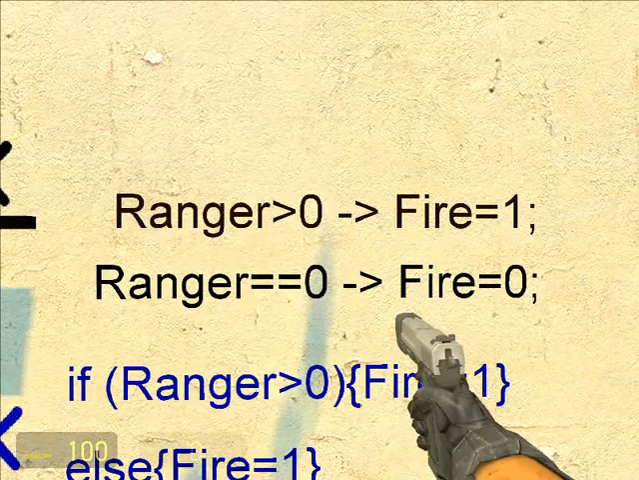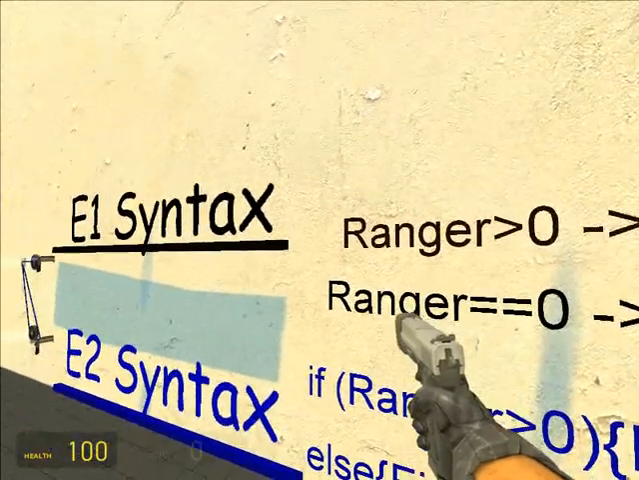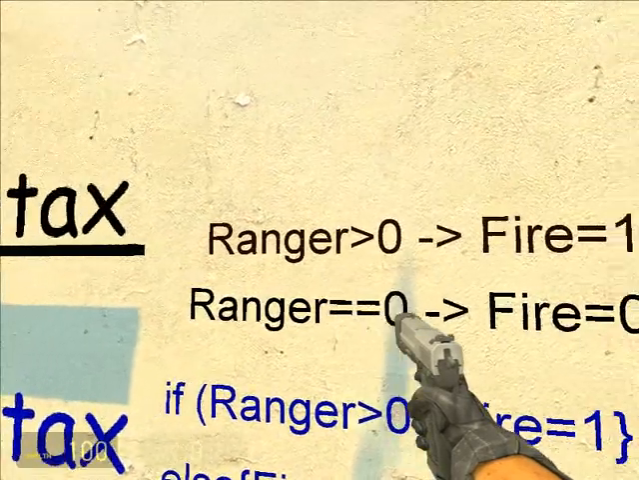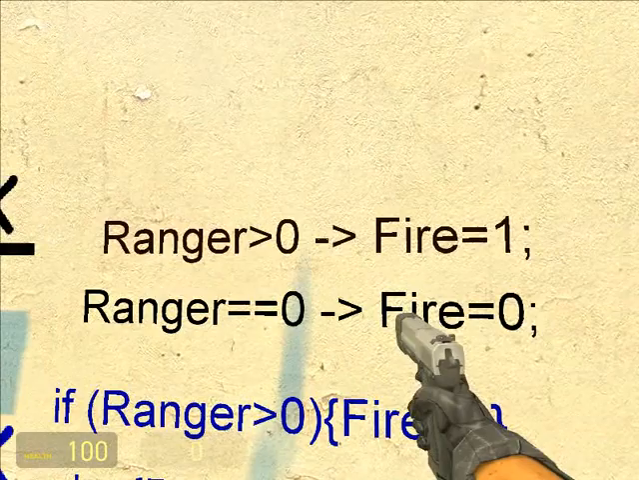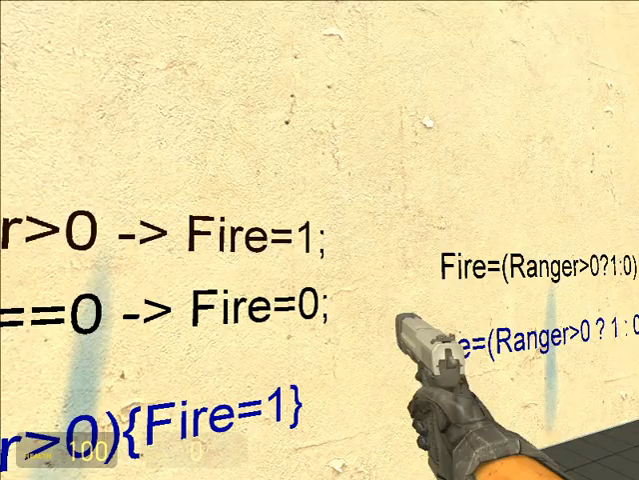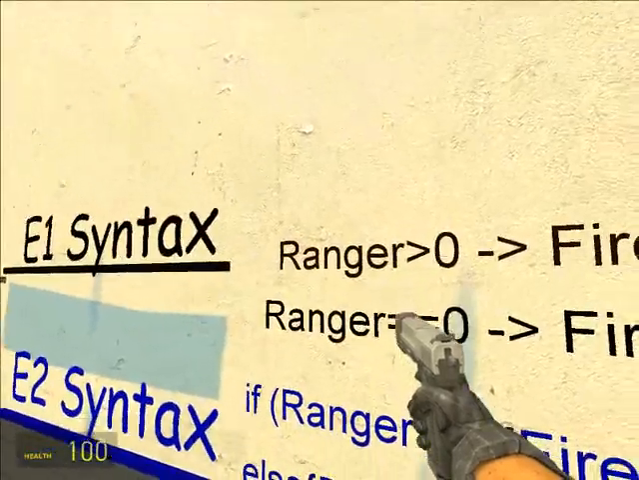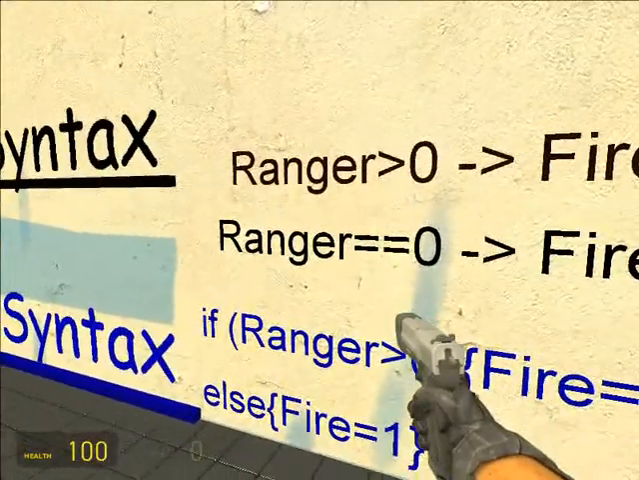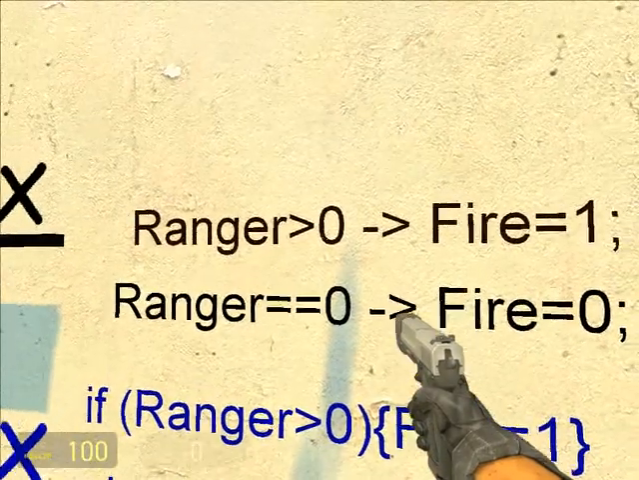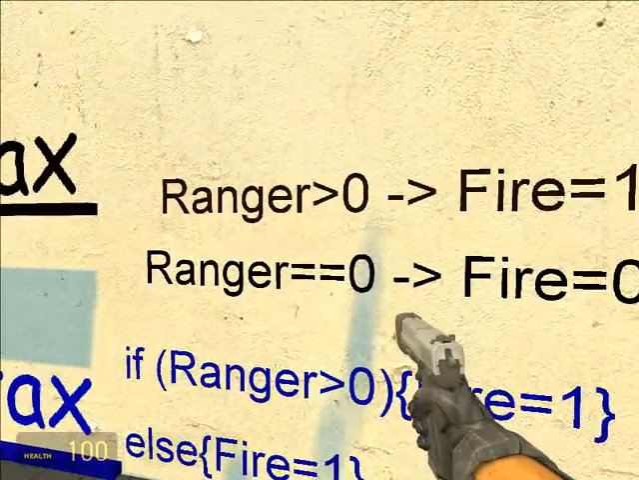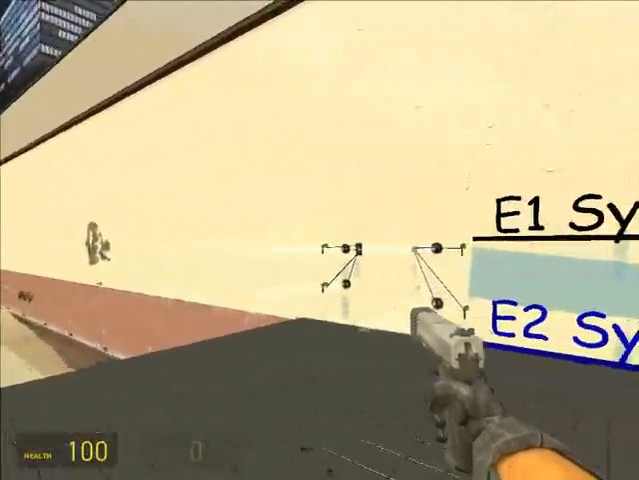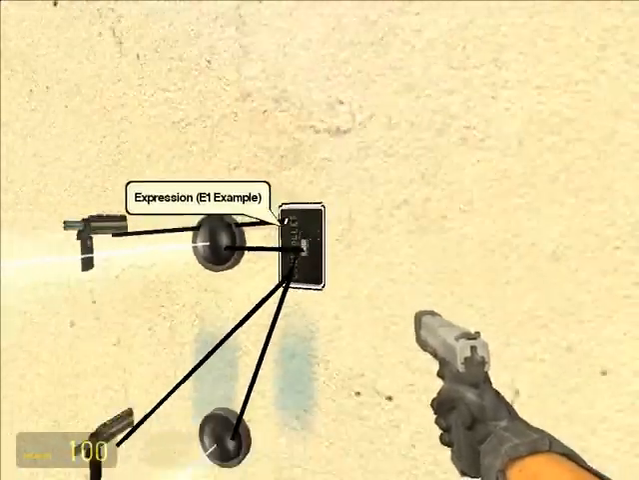Old expression. You didn't have to write the word if, it just was assumed for every line. And it would put in this: if ranger is greater than 0, the little arrow there would represent then fire equals 1. And then you'd have to put a semicolon and do the opposite of that for the next line, so that it would shut off the fire command. It would be ranger is equal to 0 or not equal to 0, or whatever the opposite of that one would be. Then fire is equal to 0, semicolon. And that I have over here in this expression, which is an E1.